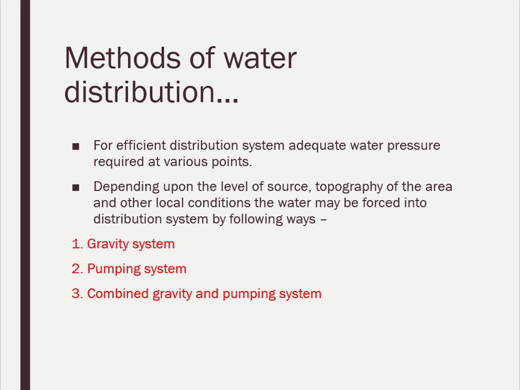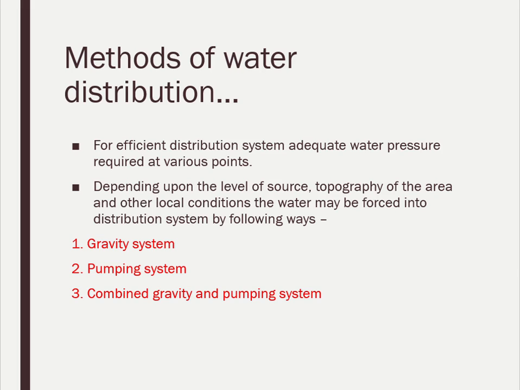For an efficient distribution system, we require adequate pressure at the various points. For example, if my house is located at one corner of the layout, far away from the water tank, sufficient pressure has to reach it so that I get water flowing very fluently. So an efficient distribution system should have the adequate pressure required at different points.